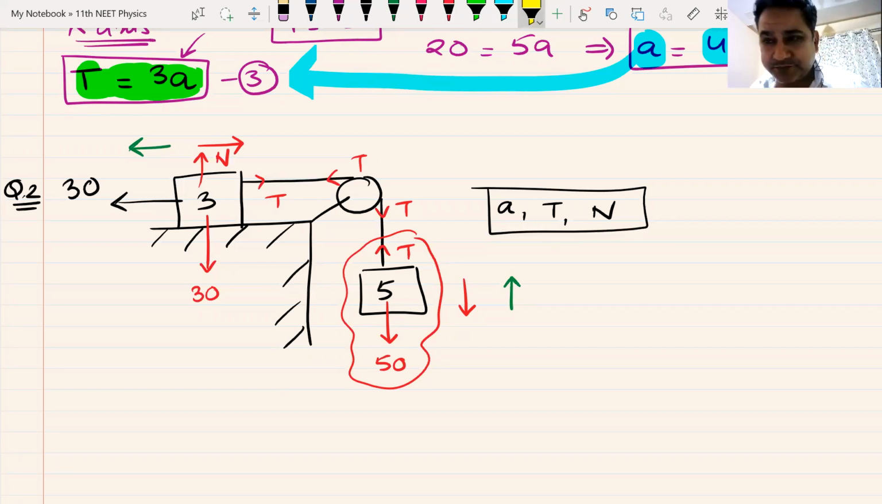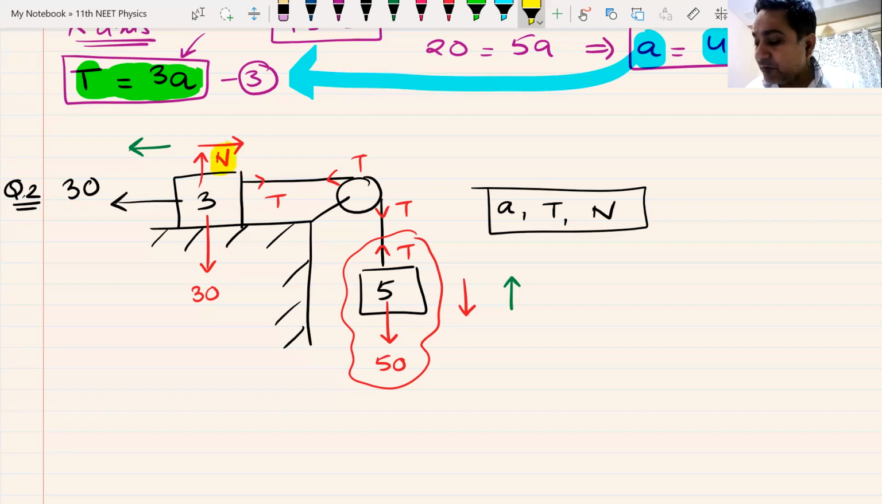Whatever happens, whether 5 kg block moves up or moves down, 3 kg block is not going to move up and down. We understand this. Can I raise hand that we understand this? Whatever happens, sir, 3 kg block will not move up and down.